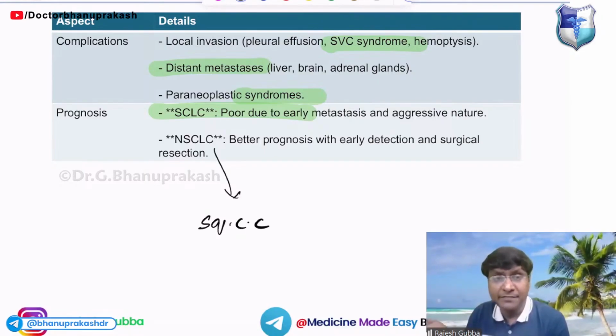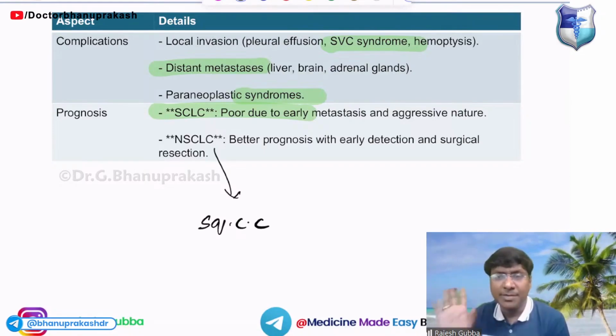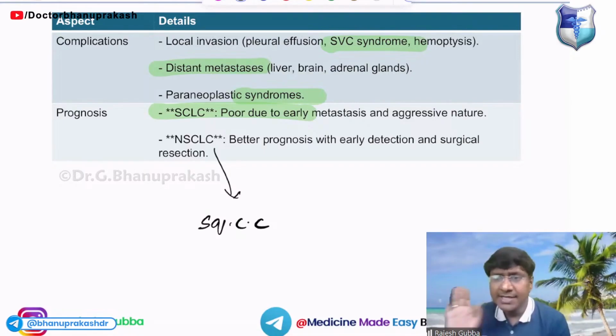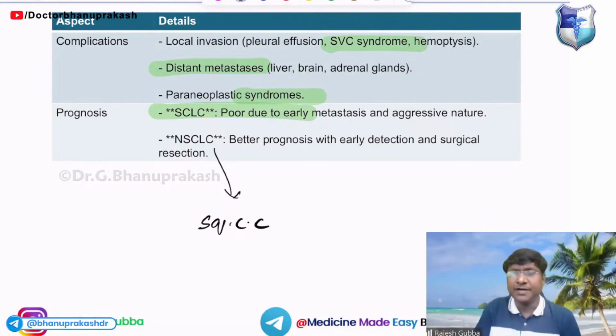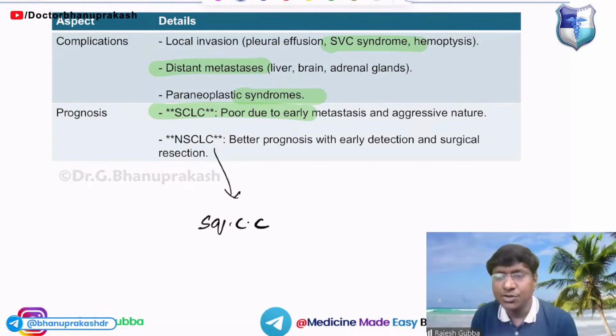Adenocarcinoma, most common type, peripheral tumor, most common in women and non-smokers. Squamous cell carcinoma, central tumor, common in smokers. Small cell carcinoma, worst prognosis, central tumor, common in smokers, more aggressive. Large cell carcinoma is a poorly differentiated tumor, both peripheral as well as central, right? So symptoms: central tumors cause cough, peripheral tumors cause chest pain.